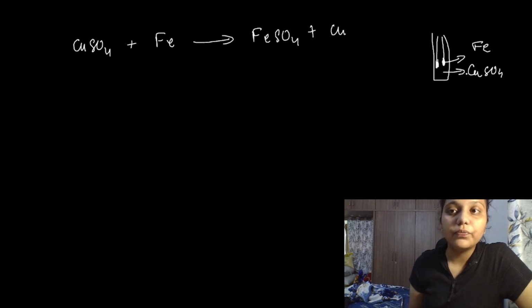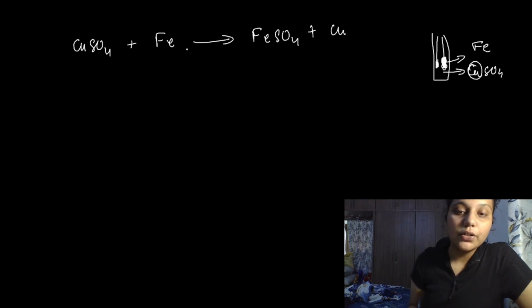When it reacts now, this copper will be coated on the outer layer, and the copper can be separated, and FeSO4 will be formed like that. Fine.